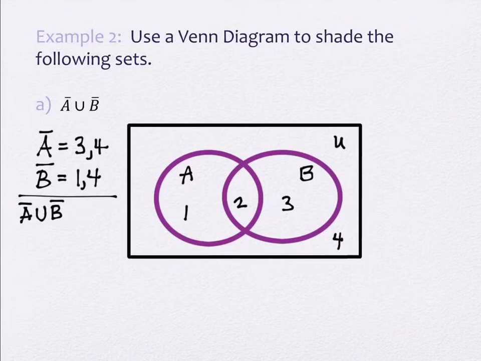And if you'll remember, union means yours, mine, and ours. We get everything. So the union of the sets 3, 4, and 1, 4 would be 1, 3, 4. You get everything.